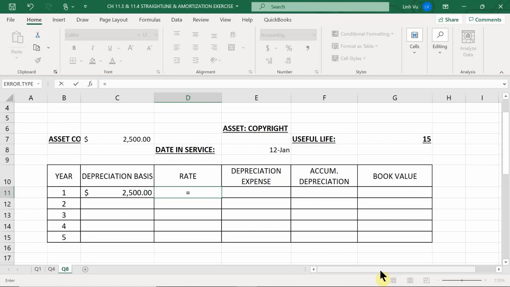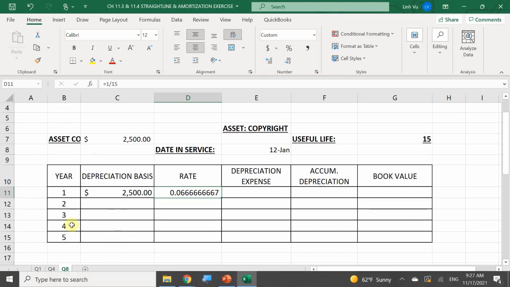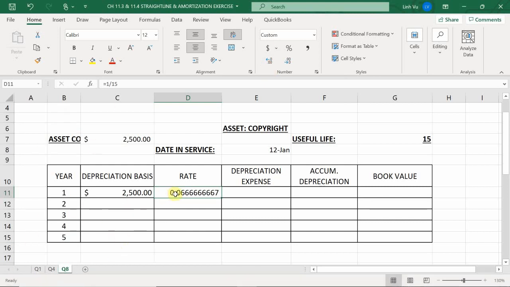It's going to be 0.066666. Right? It's going to be 1 over its estimated useful life, which is 15. So therefore, it's going to be 0.0666666667. So it's going to go on. Okay? And what do we know about the rate? It's going to be 1 over its estimated useful life.